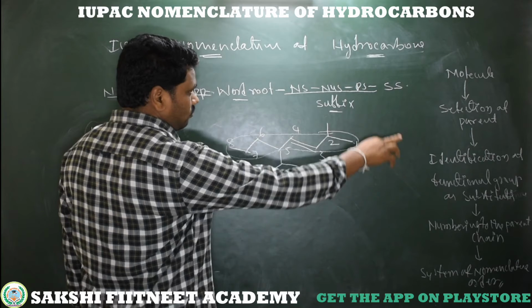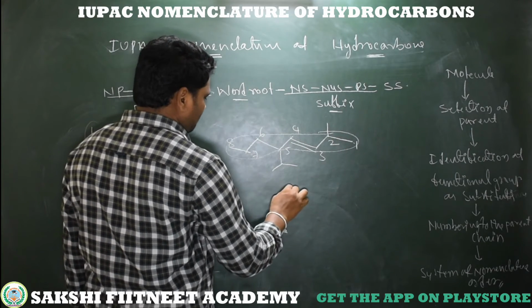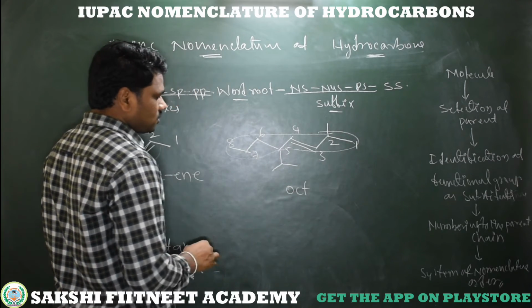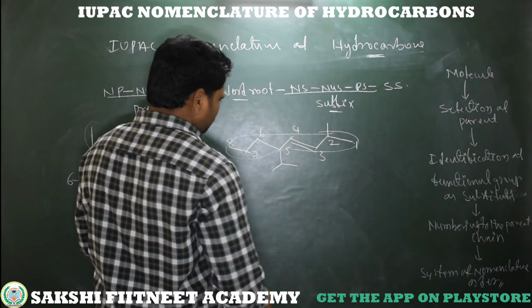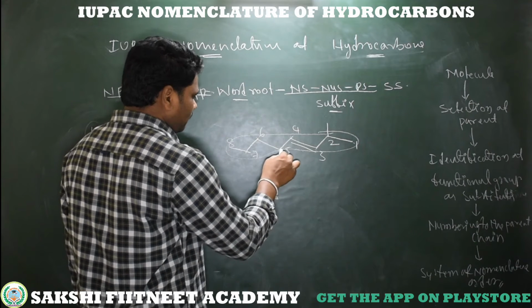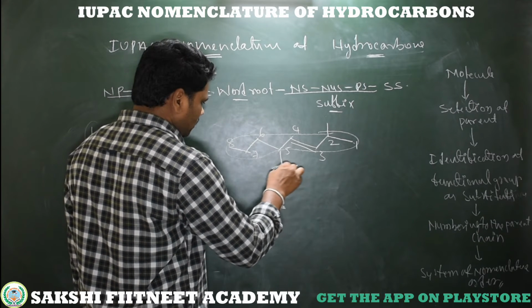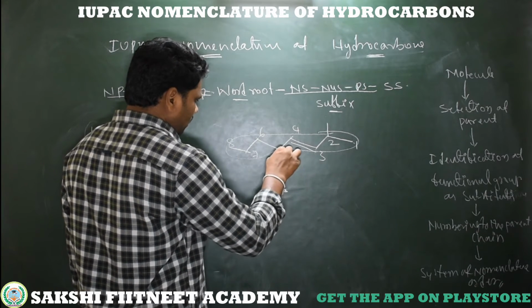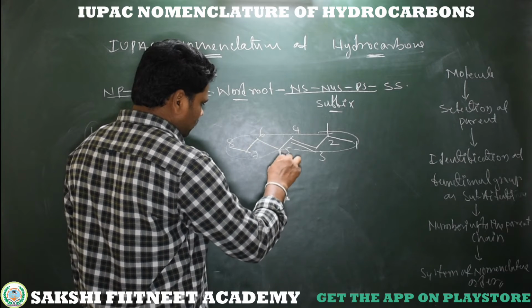Eighth means what about the word root? It becomes oct. See here, before writing the name, first we need to observe this molecule. At the fifth position we have a bulky group. This is the substituent.